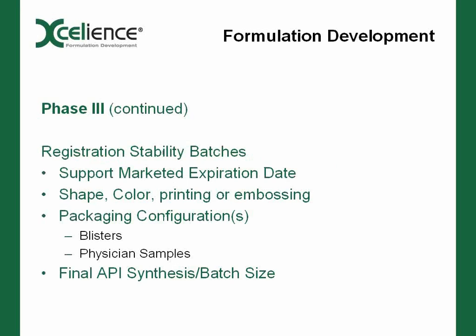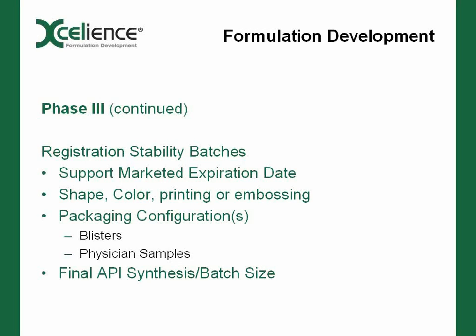At the same time, we're going to manufacture our registration stability batches. What we need for those batches is the final shape, the final color, and any printing or embossing that will be on the tablet. Now the printing doesn't have to be the exact logo that's going to end up on the tablet when it's commercialized. It can just say 1, 2, 3, or XYZ. Same way with the embossing. It doesn't have to be the final embossing. It just should be on that tablet if you're going to have it for the commercial product.